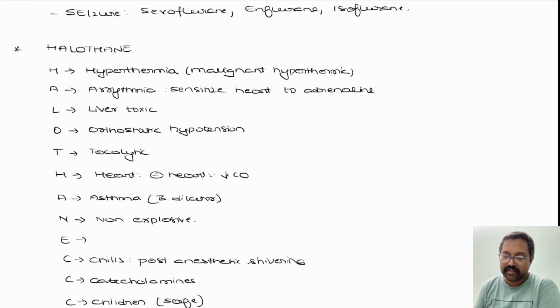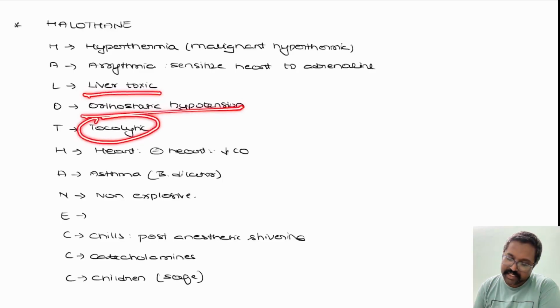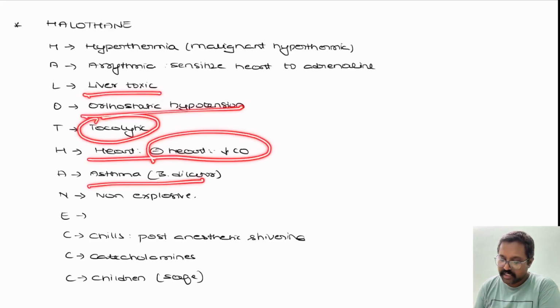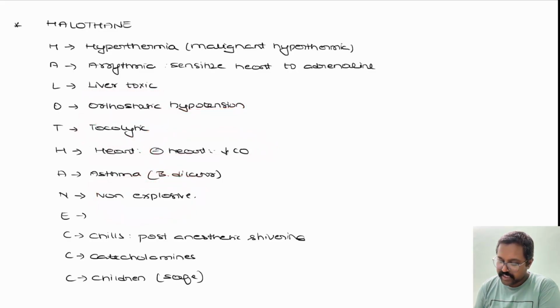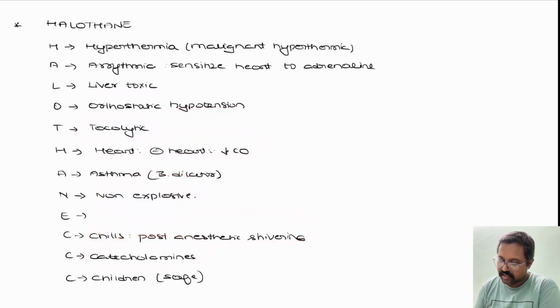So how to remember the halothane effects? You can write it as HALOTHANE, and H stands for hyperthermia. It is called malignant hyperthermia. A stands for arrhythmias, since cardiac depression can lead to arrhythmias and also sensitizes the heart to adrenaline. L, it is hepatotoxic in nature, liver toxicity. O, orthostatic hypotension. T, tocolytic in nature. H, heart, it depresses the heart rate, decreases the cardiac output. A, asthma, it causes bronchodilation. N, it is non-explosive. E, it can cause chills. In post-operative anesthetic, shivering can occur. And catecholamine, there will be increased release of catecholamines, and children, they are safer. Halothane is safer in children.